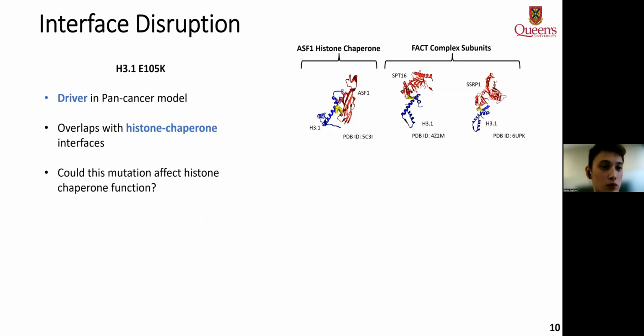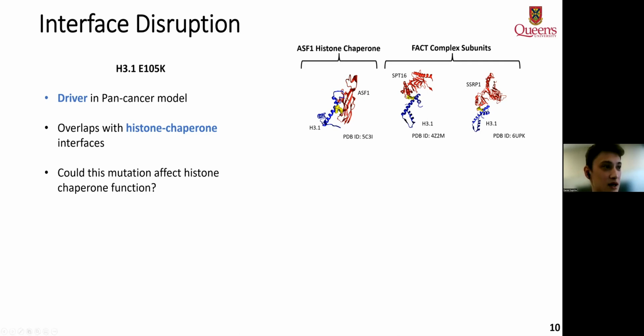And so while histone interaction networks are very useful for determining if a mutation could potentially disrupt an interaction interface, it doesn't actually tell us the degree to which it might interrupt these interfaces. So for example, from the interactome, from MUTAGENE, we know that this mutation, H3.1 E105K, has been predicted as a driver inside of our pan-cancer model.